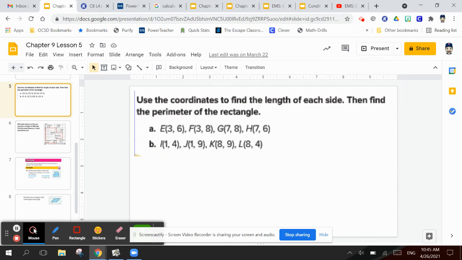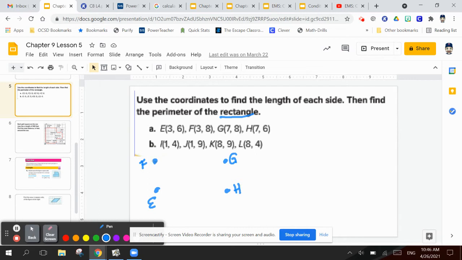If I look at these two problems here: use the coordinates to find the length of each side, then find the perimeter of each rectangle. So we're talking about rectangles. I know the top and the bottom sides of my rectangle are equal, and the two sides on the left and the right are equal. So letter A, I have E at 3, 6. So I go over 3, up 6, that's E. Over 3, up 8, that's F. Over 7, up 8, that's G. Over 7, up 6, that's H.